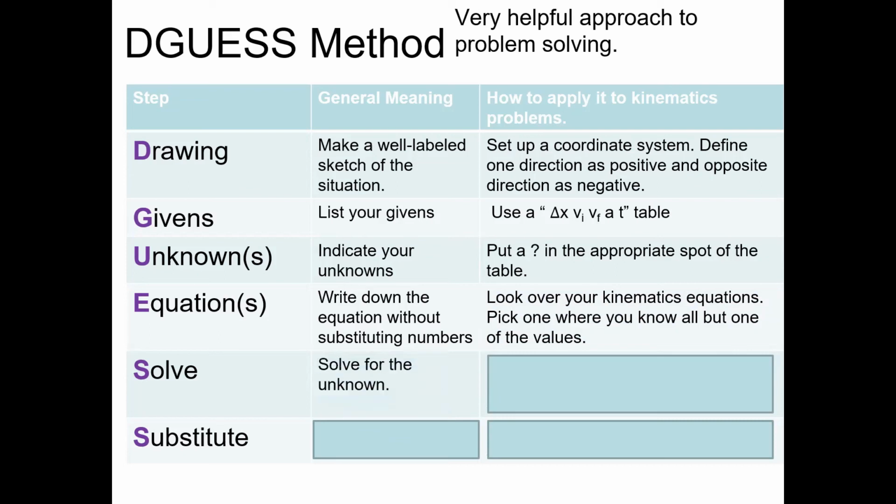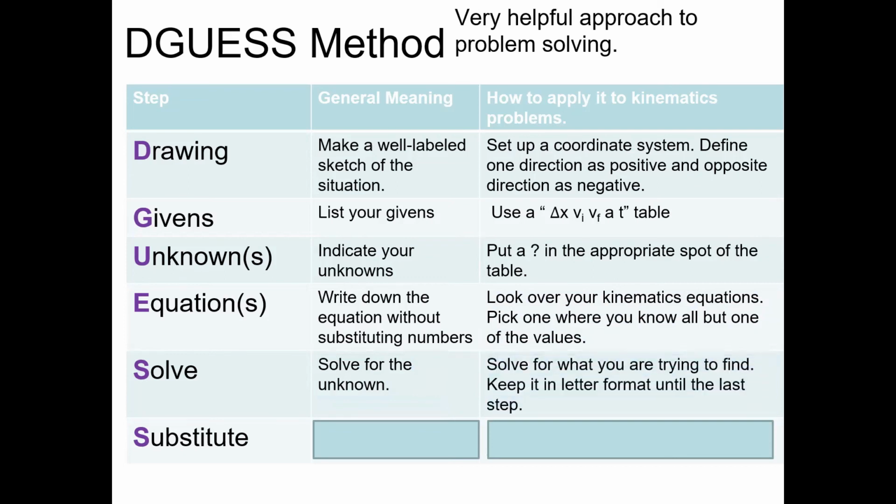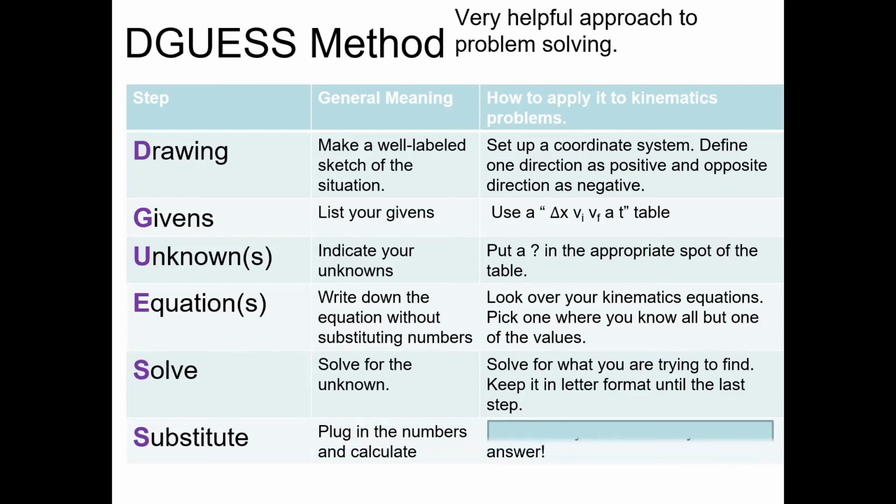The next step is to solve. You want to solve for the unknown, and this might be hard for you at first, but you want to solve for what you're trying to find, and you want to keep the letters. You don't want to put numbers in yet until you have manipulated the equation with the letters to solve for the variable you're looking for. So you keep it in letter format until the last step. And then the last step is to substitute. You plug in the numbers and you calculate. And a quick important thing to remember in kinematics problems is to remember your units with your answer. This is something that students frequently forget to write down, or they write down incorrect units.